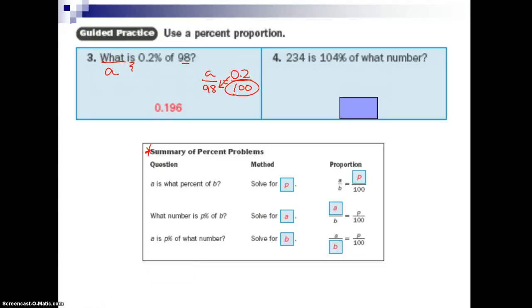196 thousandths. Number 4, A is P percent of, here's that word "of," and now we don't know the base. 234 over B equals 104 over 100. Multiply 234 times 100, divide by 104, 225 is your answer.